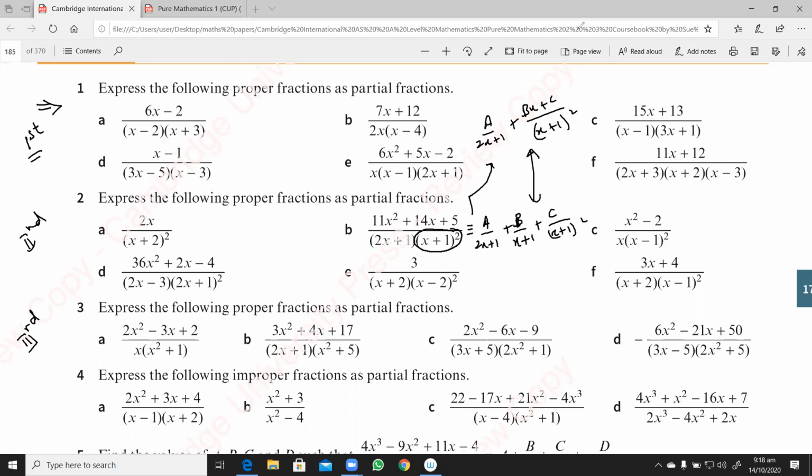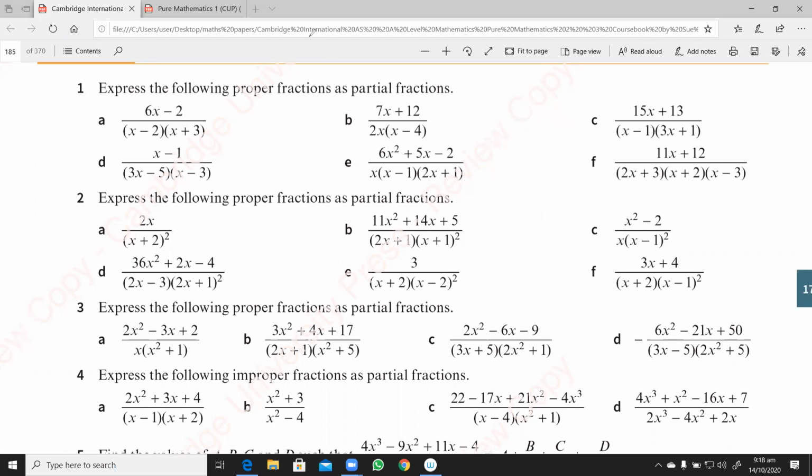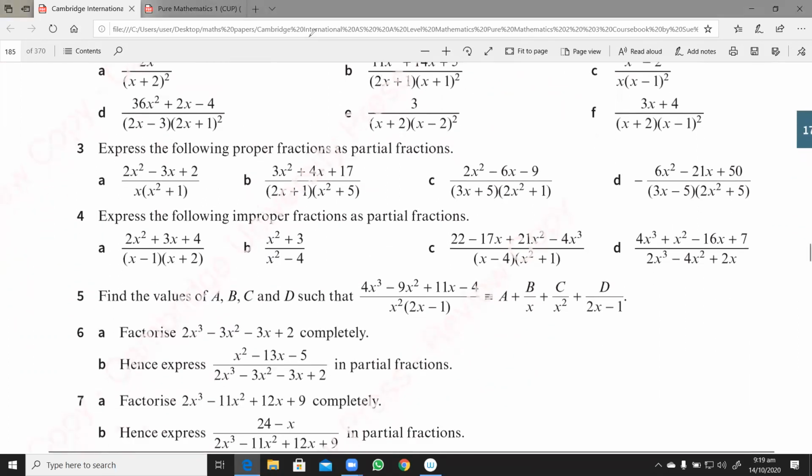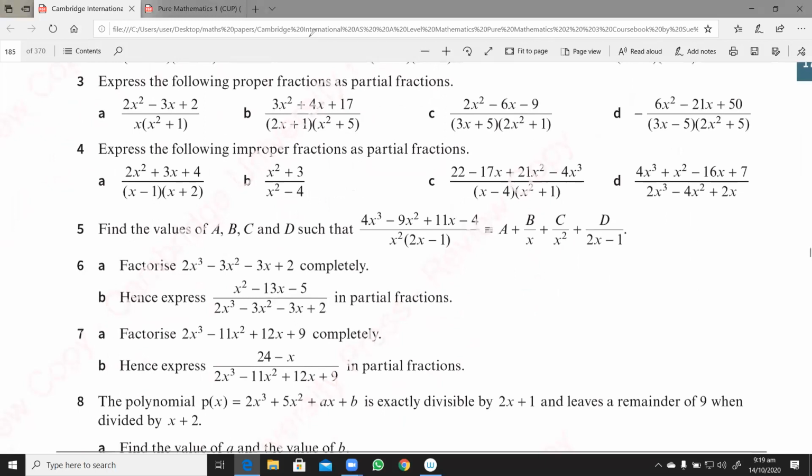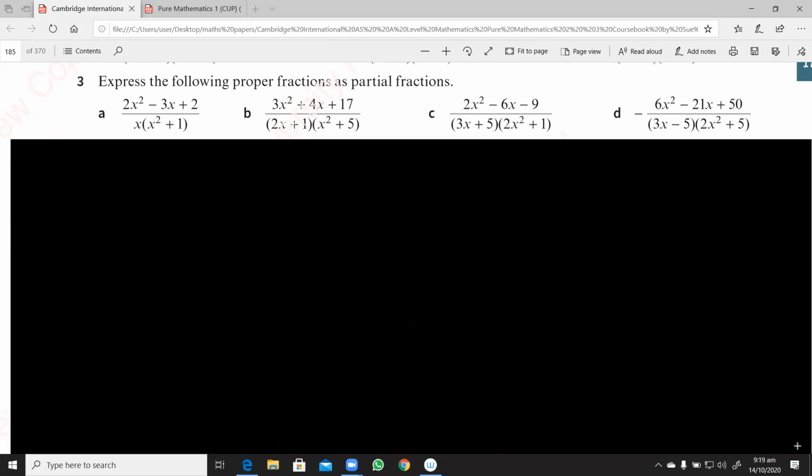But first of all, let's move on to question number 3 and see how to convert these given fractions into their partial fractions, okay? So for that, I need to have some space here. I'll be on to question number 3. Okay, so the rule is when you have such a fraction whose denominator is quadratic and cannot be further factorized, and how to do that.